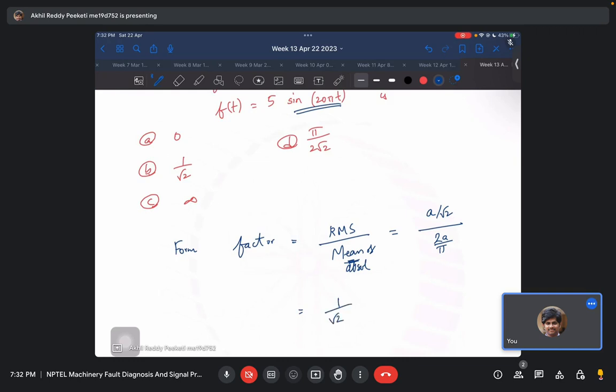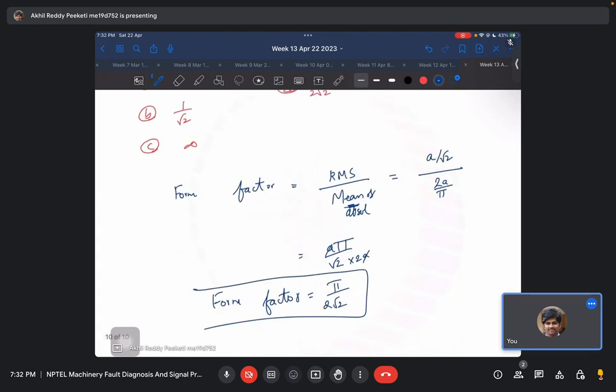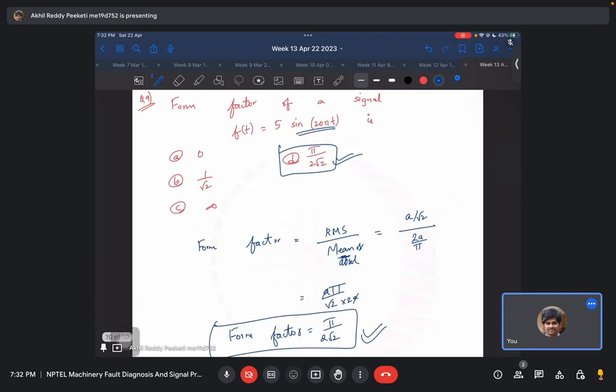So this gives us 1 by root 2 times pi by 2a, which gives pi by 2 root 2 as the form factor. Okay. So the form factor in a sinusoidal case is independent of the amplitude or the frequency, it's just pi by 2 root 2.